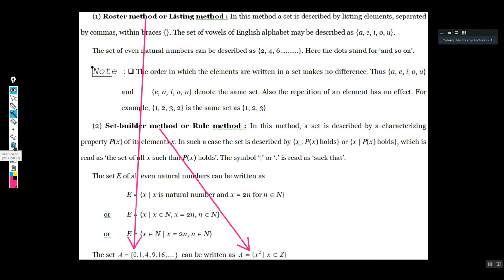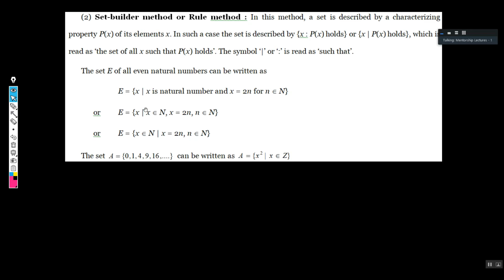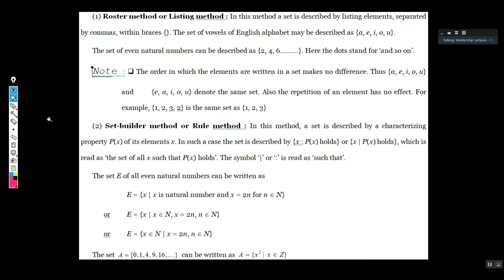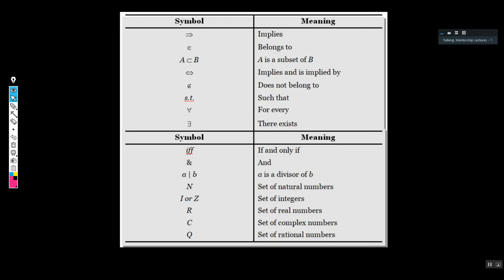Right. Let me move to the next part of it. Set builder method or rule method, is it given 2 times or what? Let me check once. Yes, it is given twice. Let me remove it, no problem. Now the symbols here. This is very important, please.